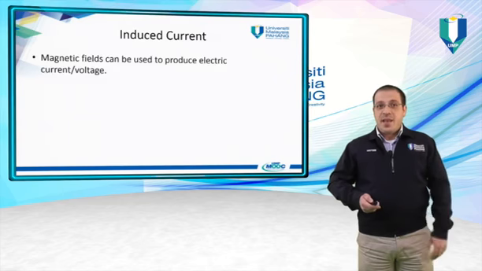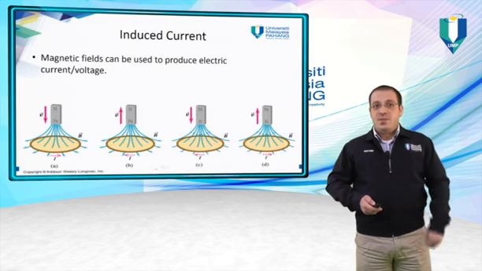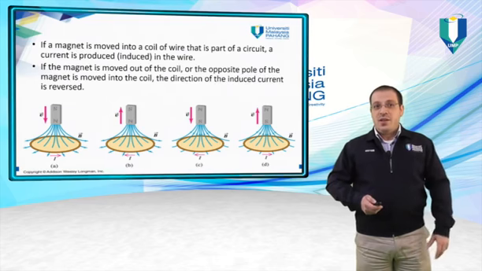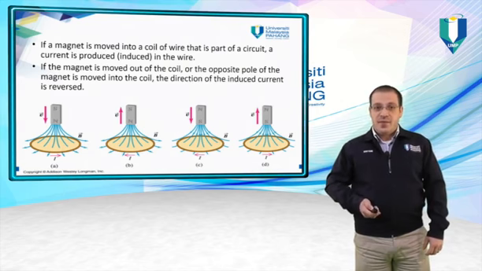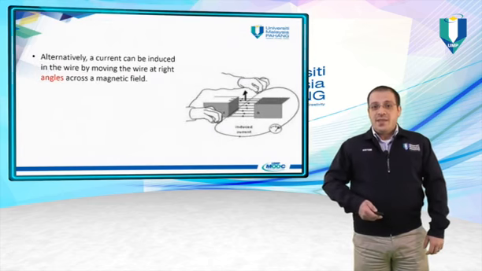There is also what's called the induced current. The magnetic field can be used to produce electric current and voltage. If we have a magnet moving into a coil of wire that is part of a circuit, a current is produced or induced in the wire. If we change the direction, that means the magnet is moved out of the coil, or we change the poles of the magnet so the opposite pole is moved into the coil, the direction of the induced current is reversed. Moving the magnet or the wire will induce this electricity.